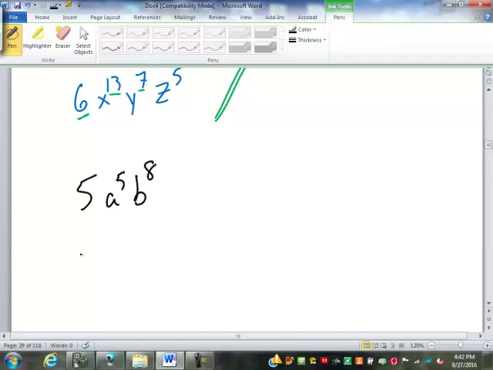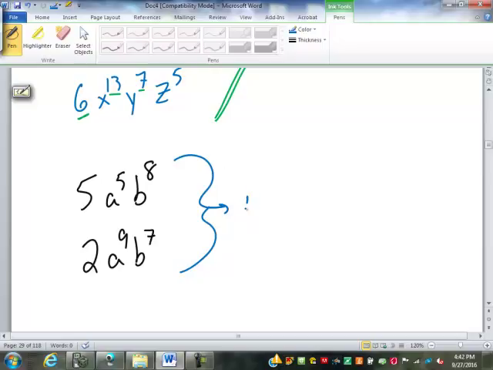So 5, a to the 5th, b to the 8th. 2, a to the 9th, b to the 7th. For the 5 and 2, what's the least common multiple? 10. For A, it's going to be what? 9. We have 5 and 9. The bigger power is 9. So a to the 9th. How about for B? B to the 8th.